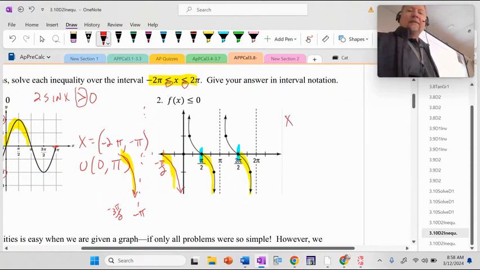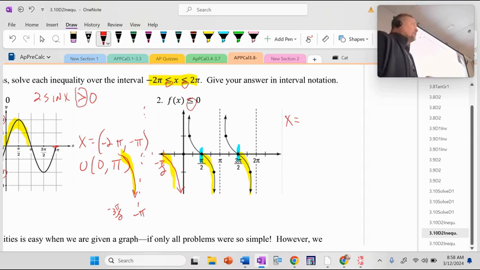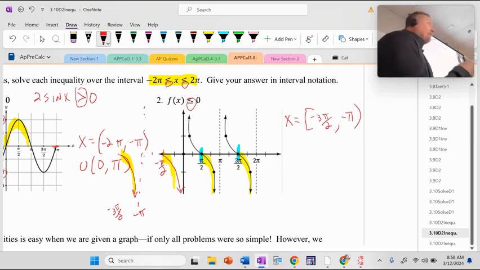X equals, okay, we got a problem. This is equal to, so the zeros have to be part of this. Negative 3 pi over 2 is a 0, but the asymptote negative pi can never be part of the solution set because that's where the graph is undefined. I don't get an output value there.